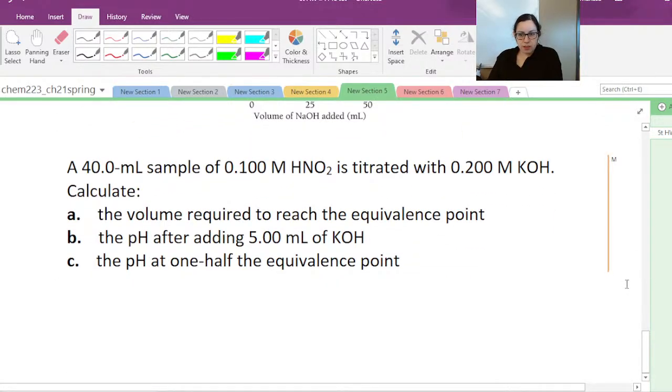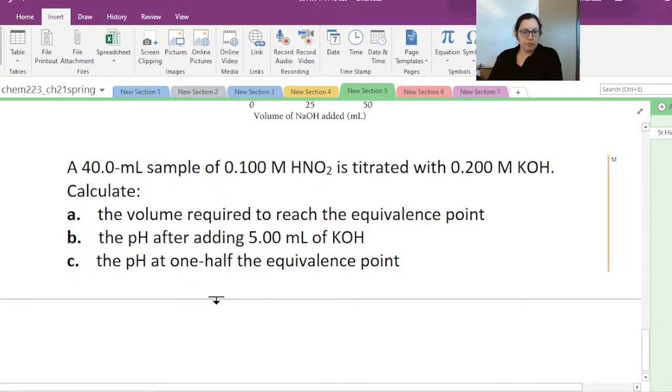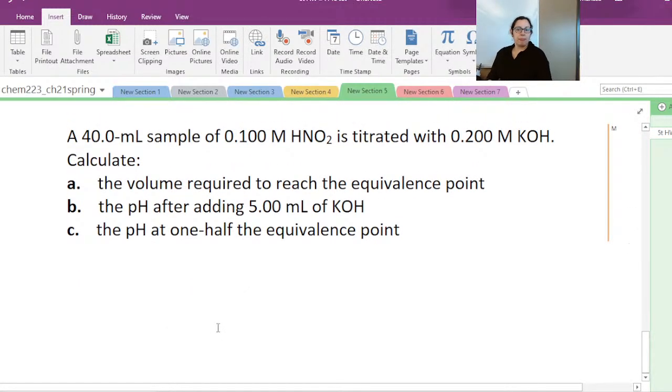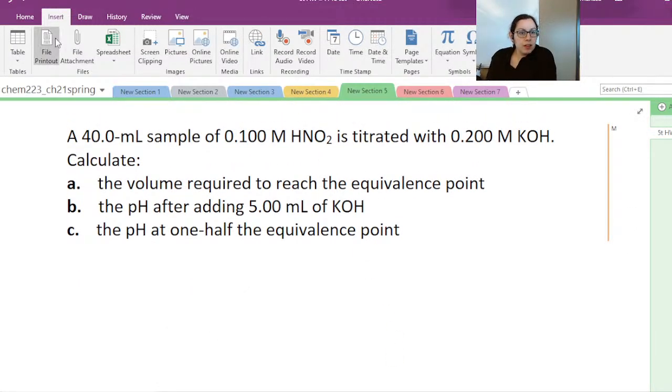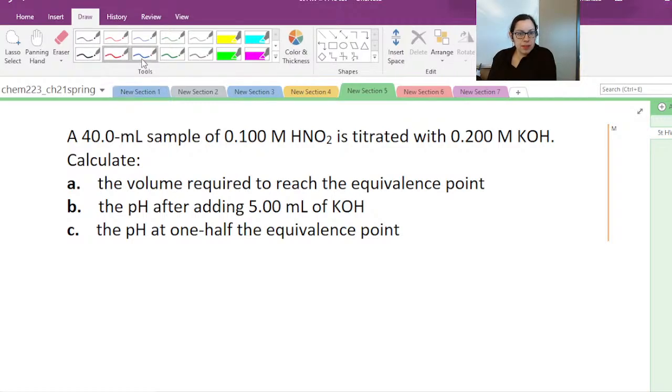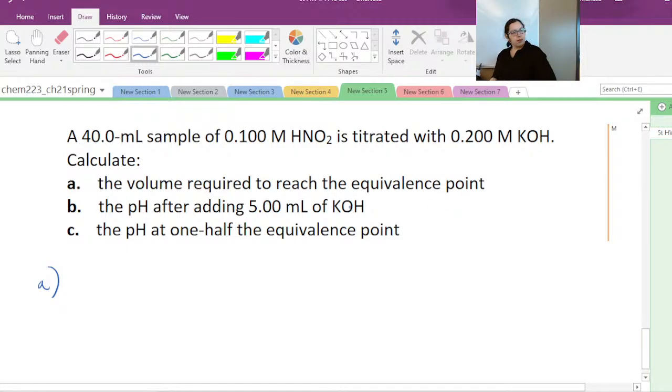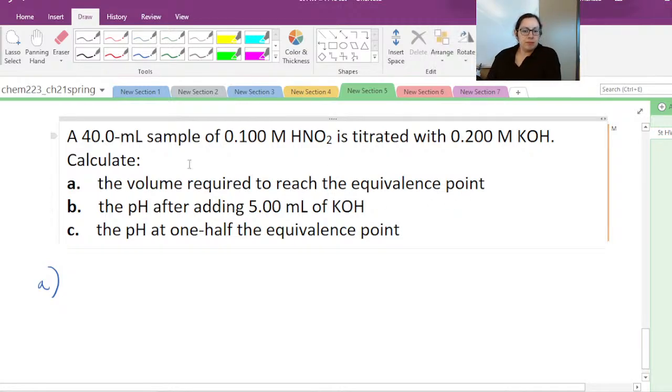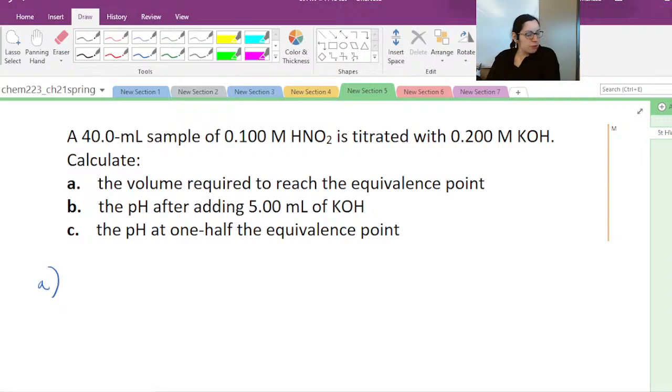All right, so let's work through that. And so let's just start with A. So write A, we're not asking for pH there, so just reaching equivalence point. So just start with that, and we'll go from there.